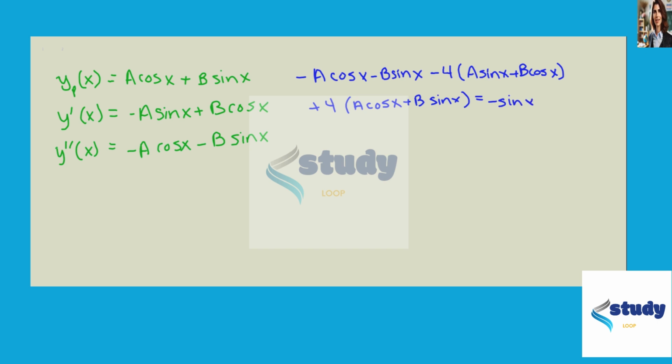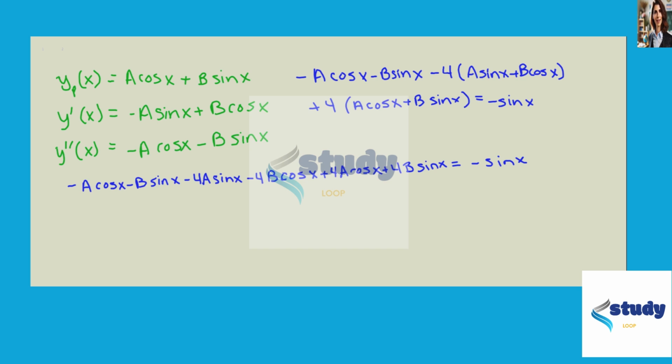So starting all the way down here at the left, I'm going to have negative a cosine x minus b sine of x, plus 4a sine of x, minus 4b cosine of x, plus 4a cosine of x plus 4b sine of x equals negative sine of x.